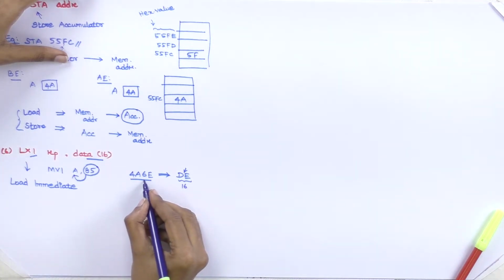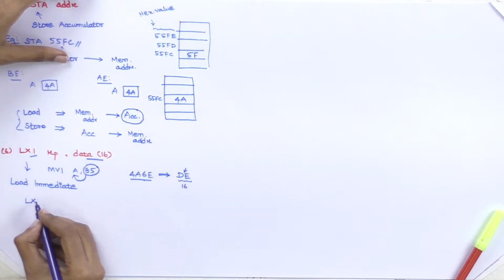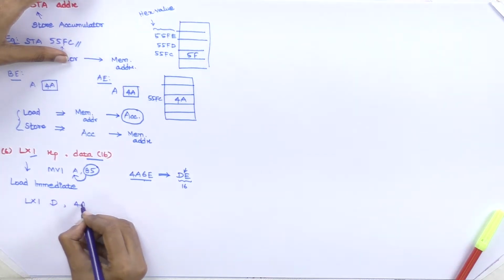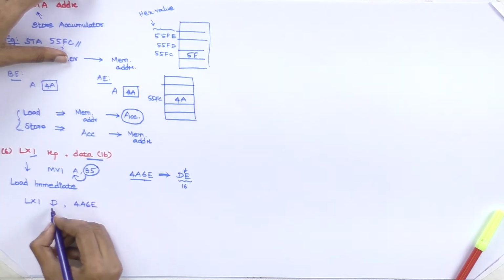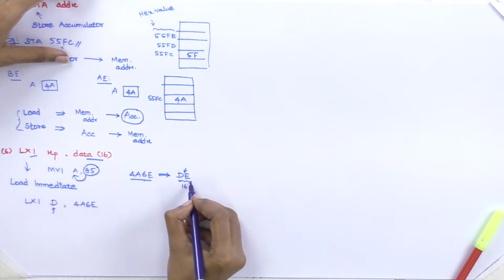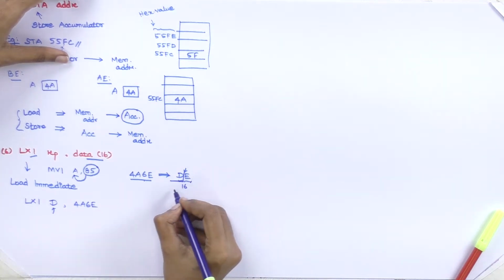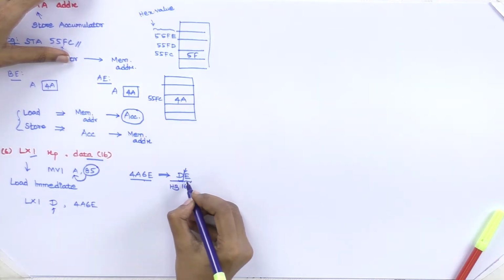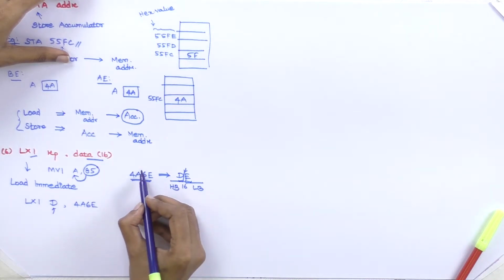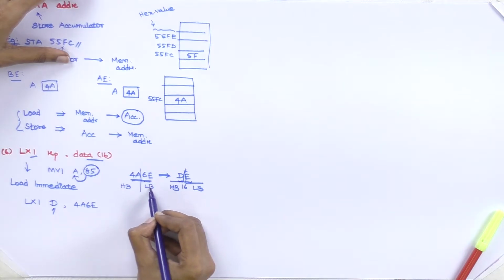If you want to move this 16-bit value into a register pair, I have to use load immediate D, 4A6E. It is enough to mention only the higher byte register in the instruction. No need to mention DE. It is enough to mention D, because D will have the higher byte value and E will have the lower byte value. In this data, what is the higher byte? 4A is the higher byte value. The lower byte value is 6E.